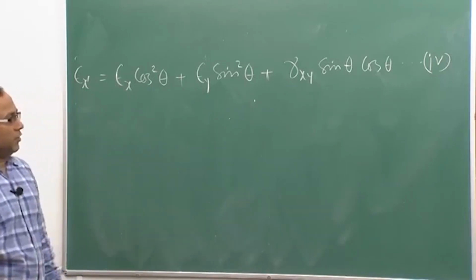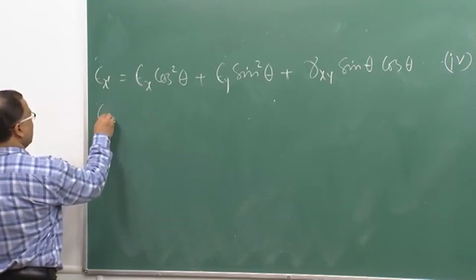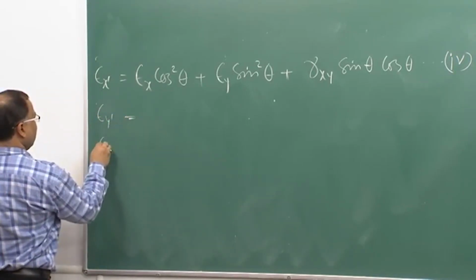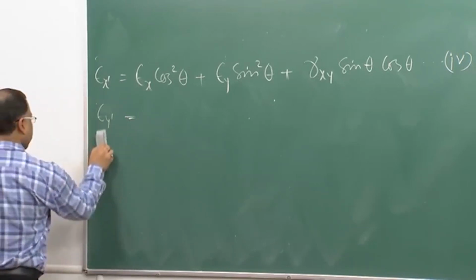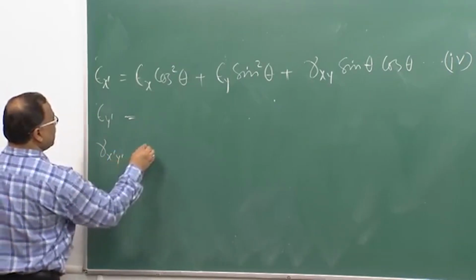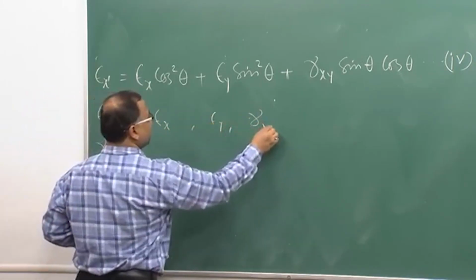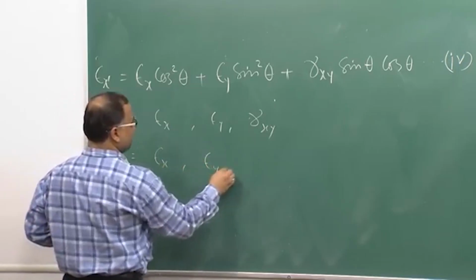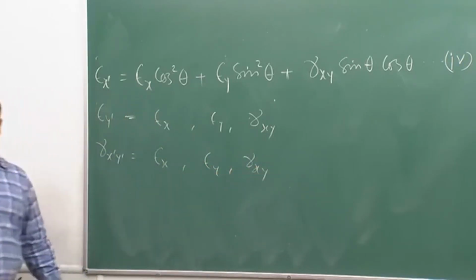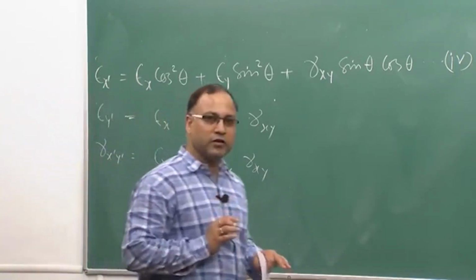In similar way, if we substitute equation 3 in the second and third term of equation 2, then we will be getting the expression for epsilon y prime and gamma x prime y prime in terms of epsilon x, epsilon y, gamma x y. That you can do by following the similar thing. Very pretty straightforward expression.